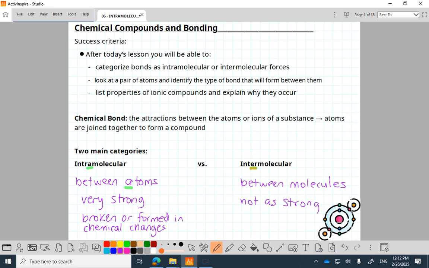And their decreasing strength means that you are not going to have chemical changes manipulate intermolecular forces. They will be manipulated by physical changes. So when you melt ice, is melting a chemical change or a physical change? Then you are breaking the hydrogen bonds, not the bonds between hydrogen and oxygen in water.